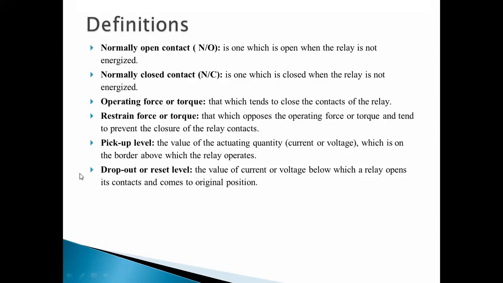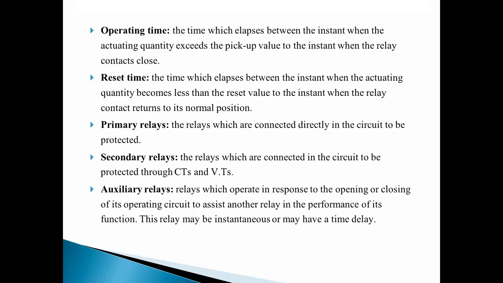or restraint force. Then pickup level and dropout level. We have seen this: pickup level means at what level of current, voltage, or power, according to your actuating quantity, when that value is reached, then only your relay will start operating. Then dropout or reset level, okay, means that level of current or voltage when your relay contacts will come to the normal operating condition. Okay, that is the dropout or reset level.